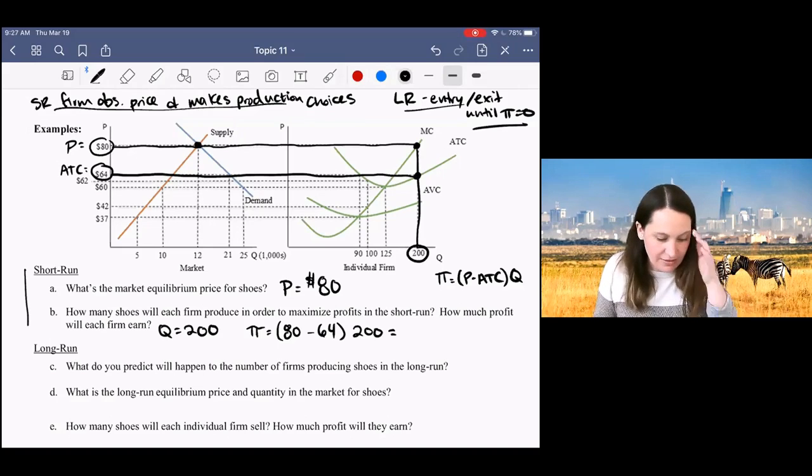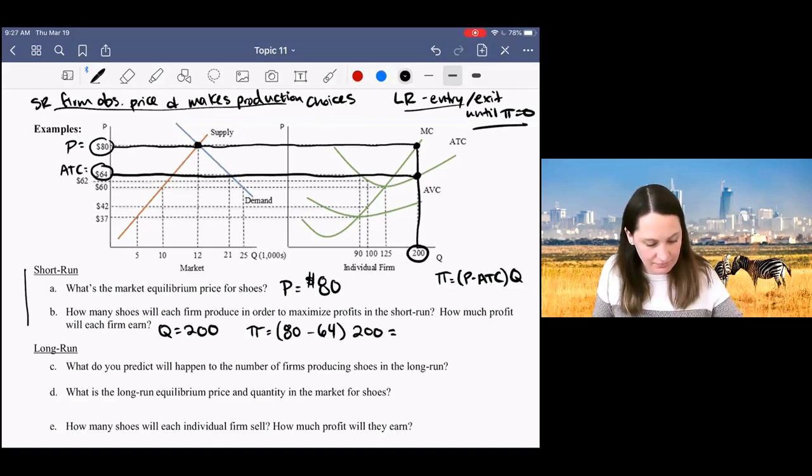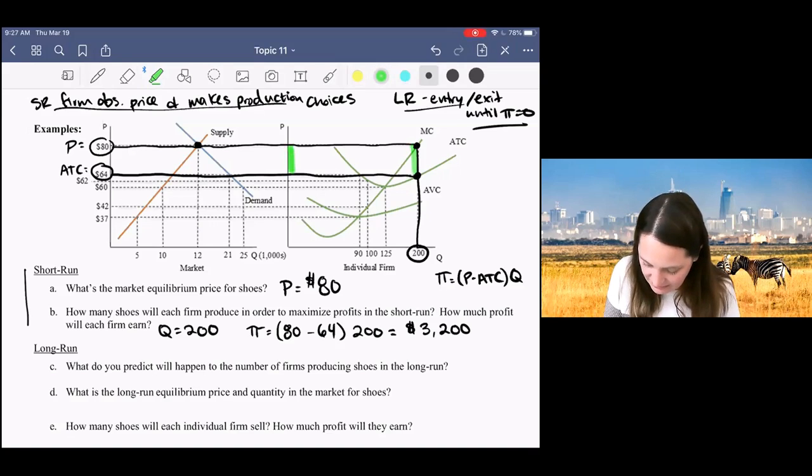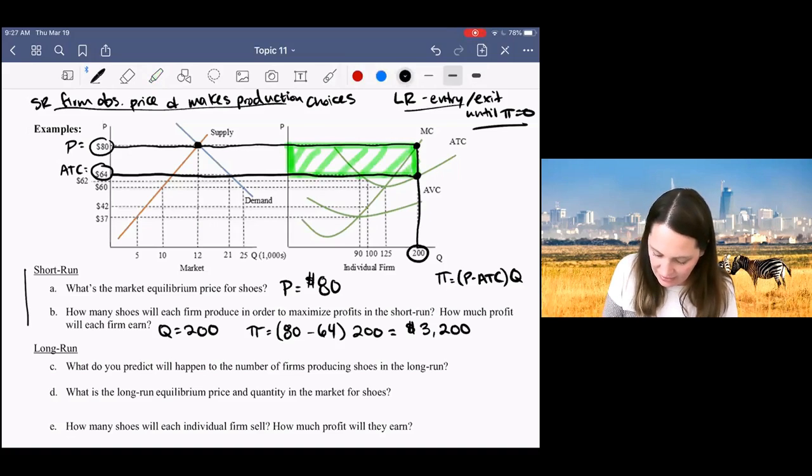So I can plug that into a calculator, and I've got that profits will be 3,200. I can even label the profit area on my graph. Right? It would be the distance between price and average total cost times quantity. There we go. We've got short run profits.